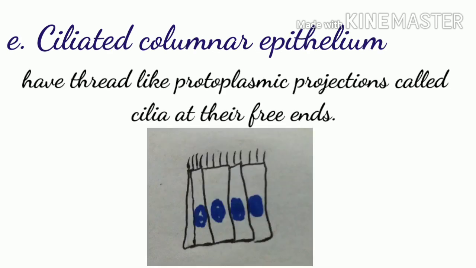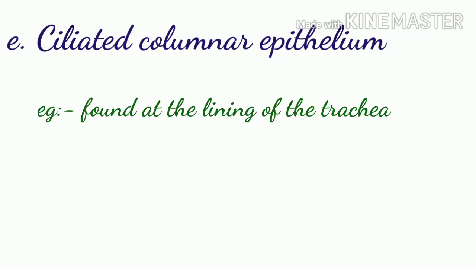The cells of ciliated epithelium have thread-like protoplasmic projections called the cilia at their free end. The cilia constantly keep lashing and move the materials which enter these regions. They are found at some places in the body, such as in the lining of the trachea.